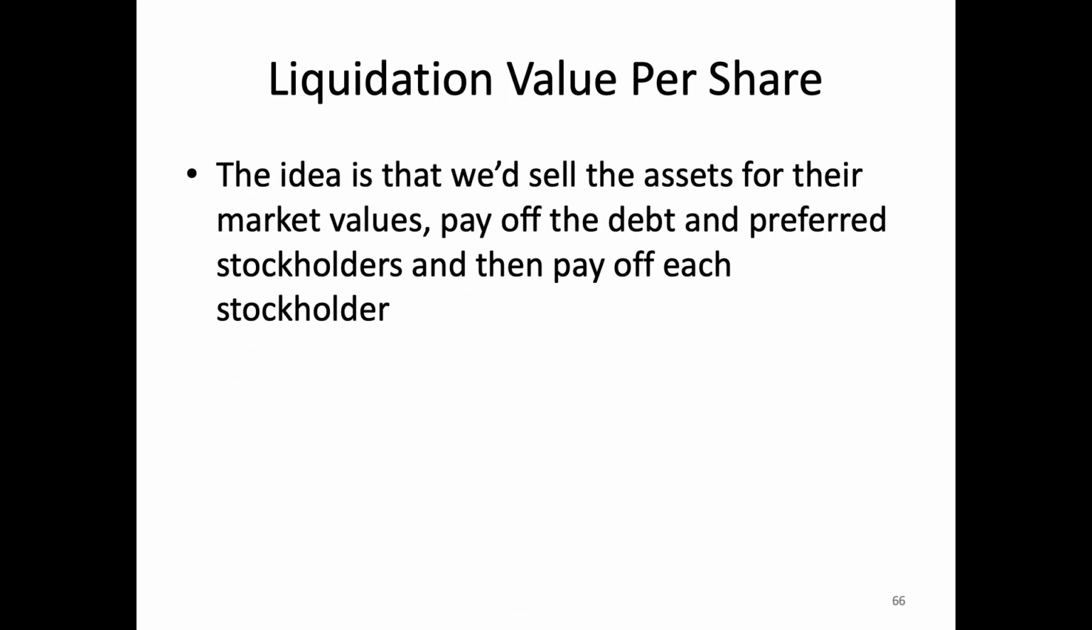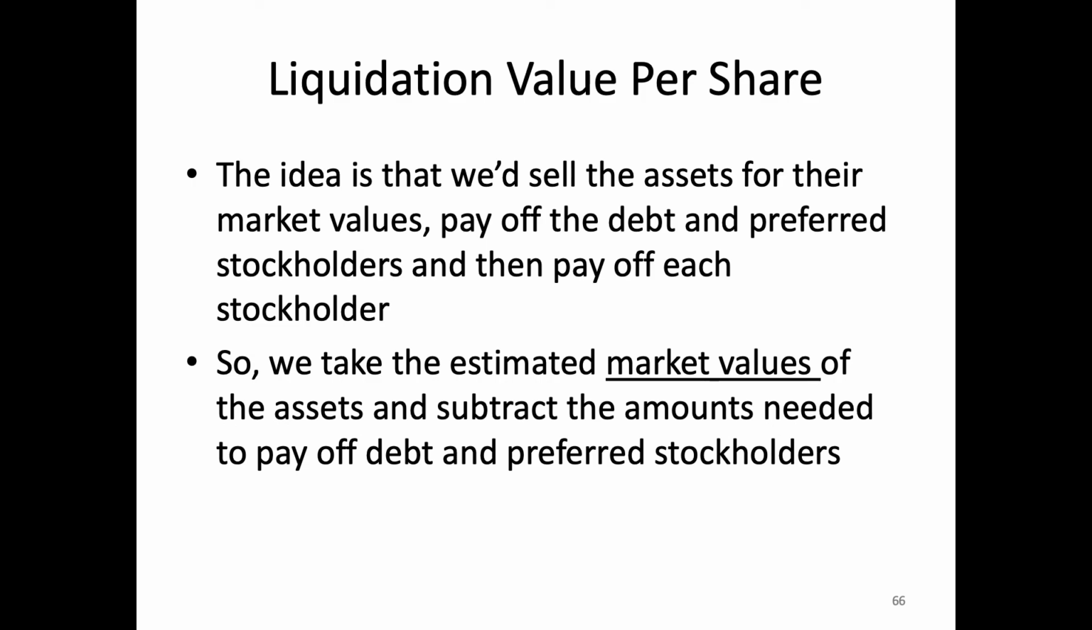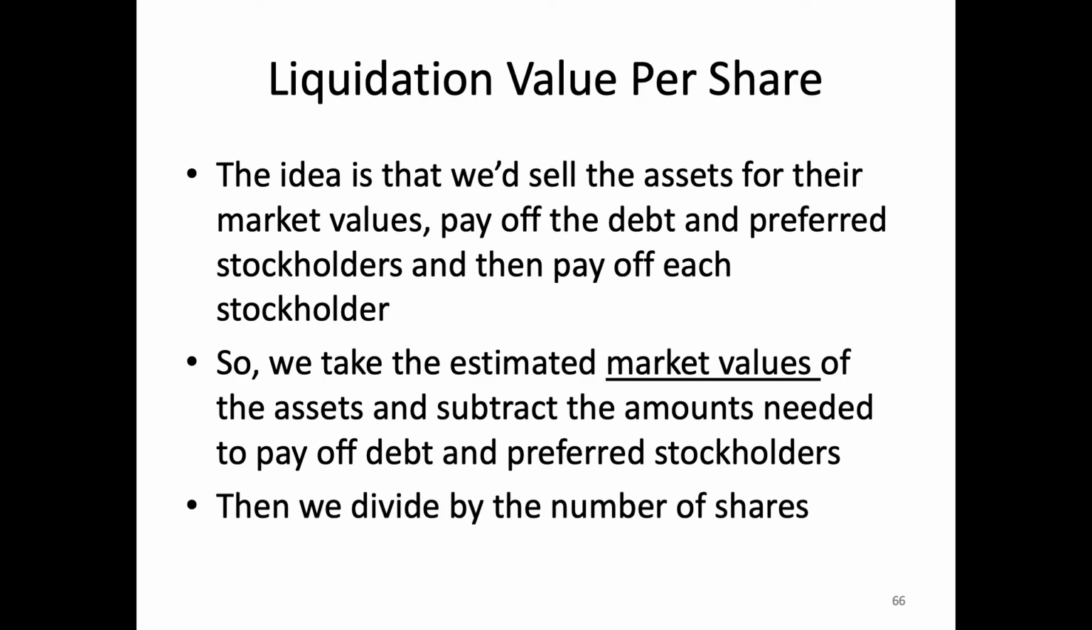Then we have the liquidation value per share. The idea is that we'd sell the assets for their market values, in other words, what they're worth today. That factory, we might have paid $5 billion for it in 1992, but maybe it's worth $20 million today. So when we add up the value of our assets, it's what they're worth today, not what they were paid for. The accountants really don't keep track of that, so we'd have to get a list of the assets from them and then estimate the market value of each one. So we take the estimated market values and not the book values. We'll do that on the next slide. Then we divide by the number of shares.